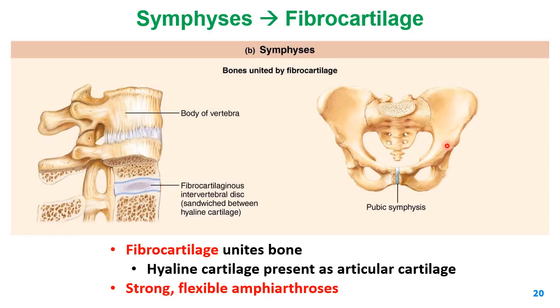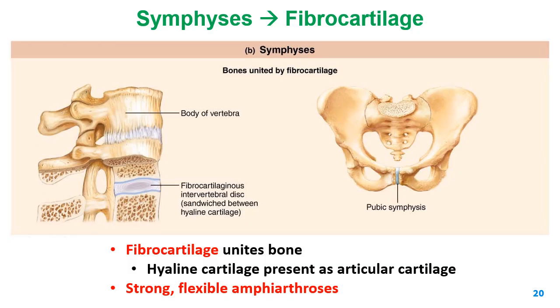Another place that you find symphysis is when you have your pubic bone. This is your pelvis, right? That is joining right at the front. So this you call the pubic symphysis. So this is fibrocartilage right there.